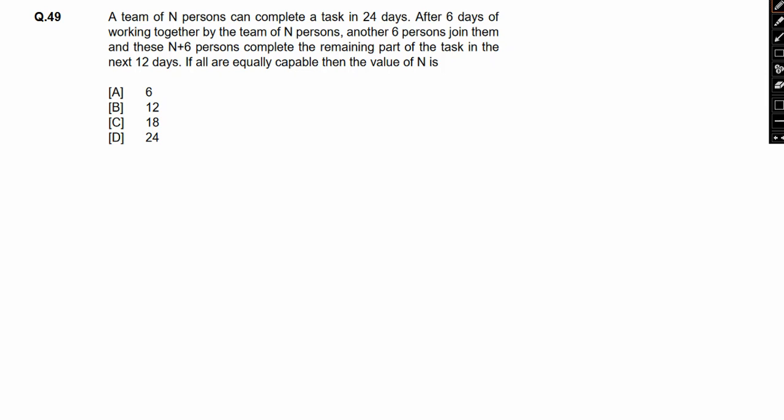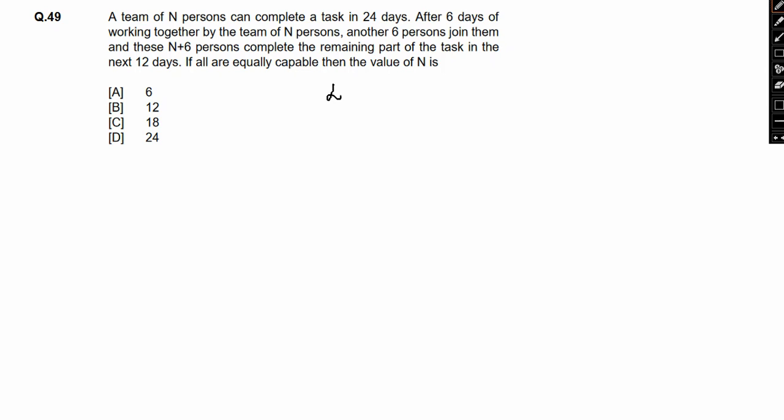A team of n persons can complete a task in 24 days. After 6 days of working together by the team of n persons, another 6 persons join them, and these n plus 6 persons complete the remaining part of the task in the next 12 days. Okay, if all are equally capable, find the value of n.